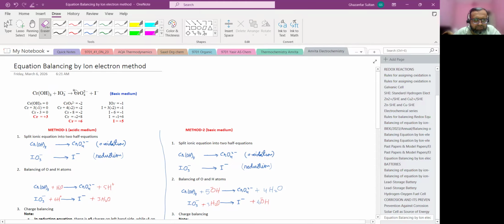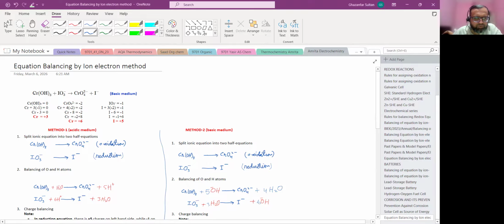First, you will see that this is the equation given to us and the medium is shown there. Chromium hydroxide, Cr(OH)3, IO3 minus is the iodate ion, CrO4 2 minus is the chromate ion, and iodide. So first we will see what the oxidation states are.